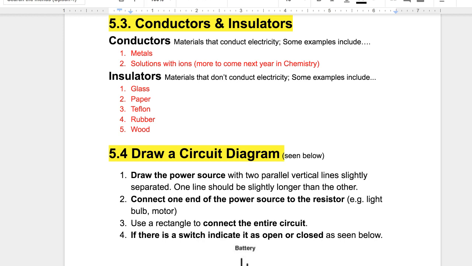You'll notice that when we have a copper wire, we wrap it. So copper would be a metal. It's a conductor. We wrap it in an insulator like rubber so that we can hold that wire without it shocking us because we also conduct electricity.